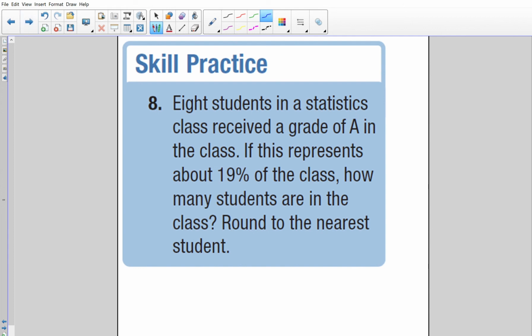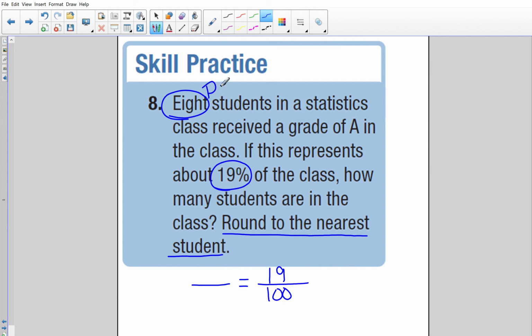8 students in a statistics class received a grade of A in the class, so we have 8 students. If this represents 19% of the class, how many students are in the class? So we want to round to the nearest student. So if we get a decimal, we're going to have a whole number when we're done. So what we have here, 19% over 100. 8 students have a grade. That's not all the students, that's just the part. Those are just the students who have an A.